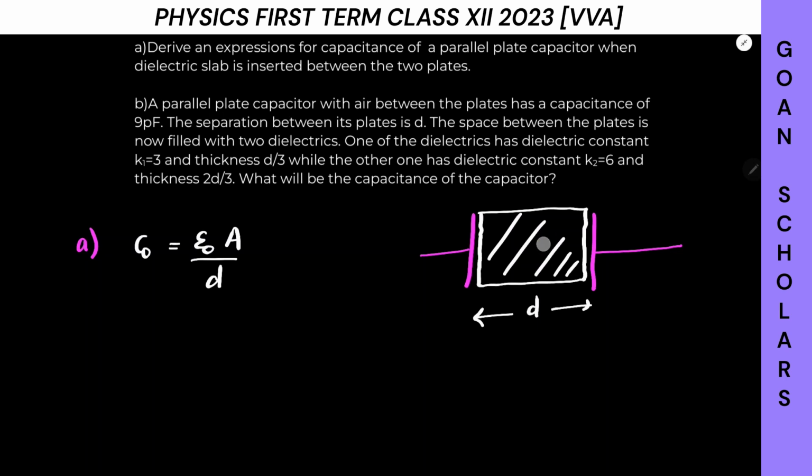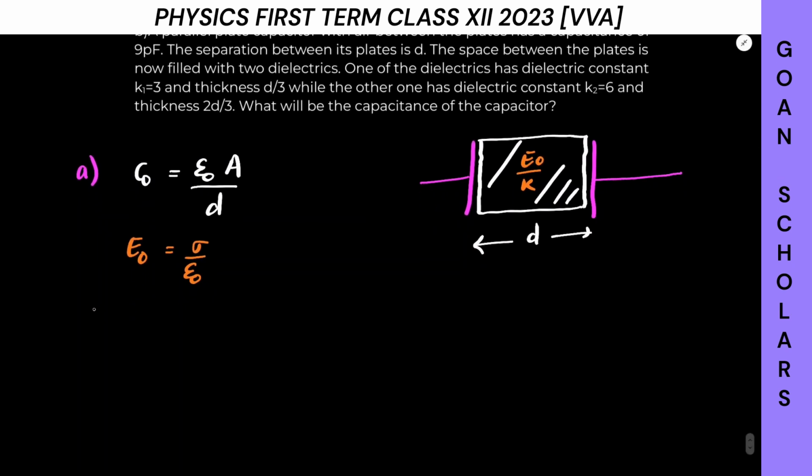So if K is the dielectric constant of this material, what will be the electric field? The electric field in this region will be E0 upon K. Be very careful, this is E0 and that is epsilon naught. Both are different. Epsilon naught is the permittivity of free space. E0 is the initial electric field. And what is the initial electric field? When there was air, it was sigma upon epsilon naught. Sigma by epsilon naught is the electric field E0.